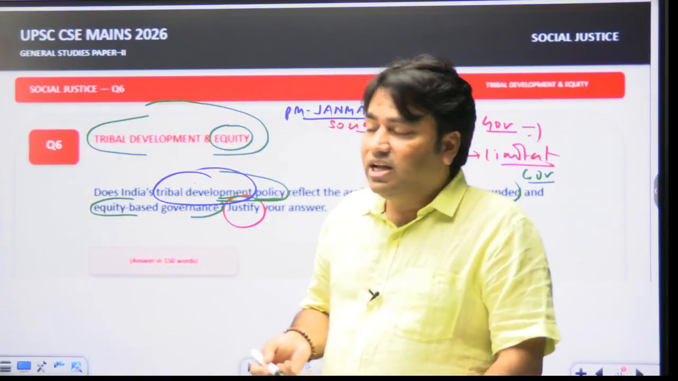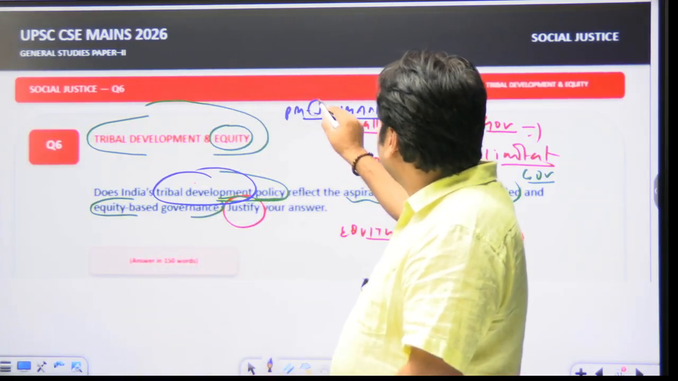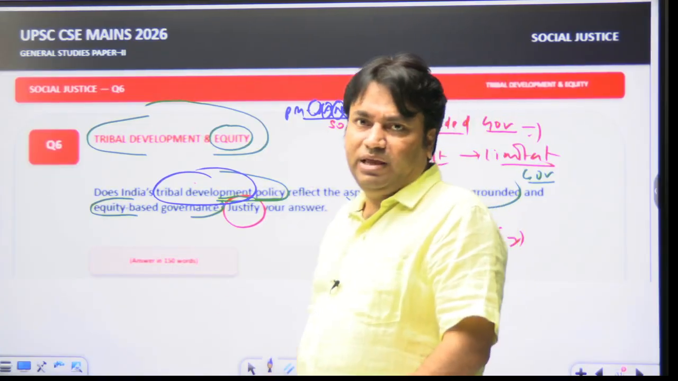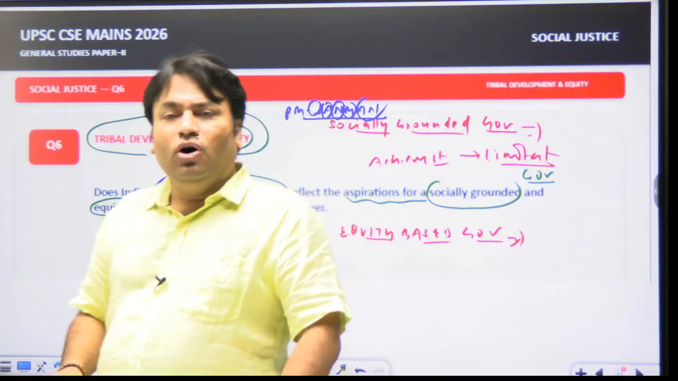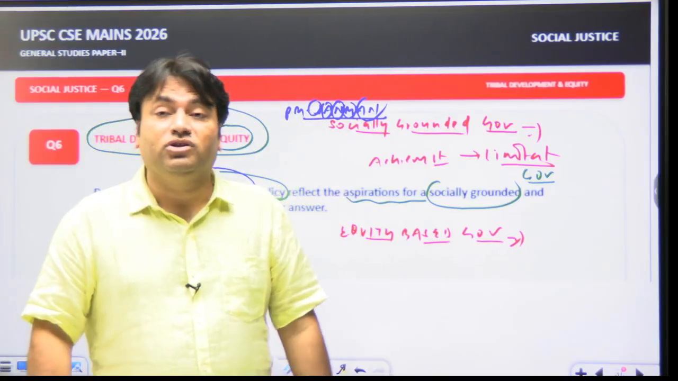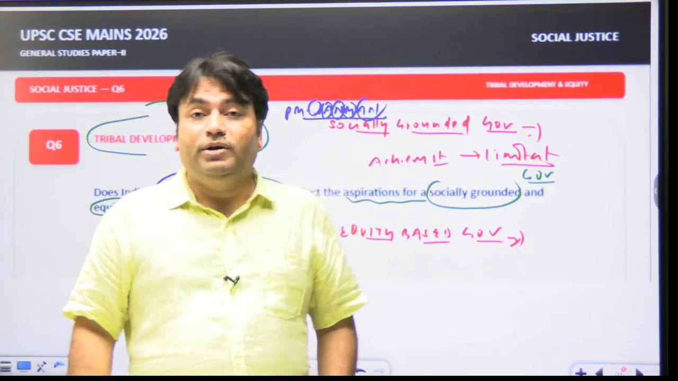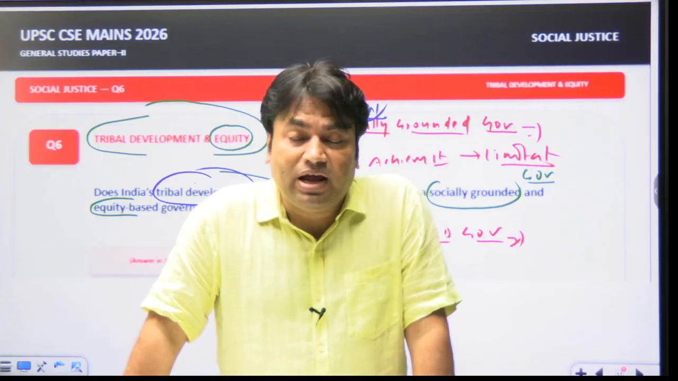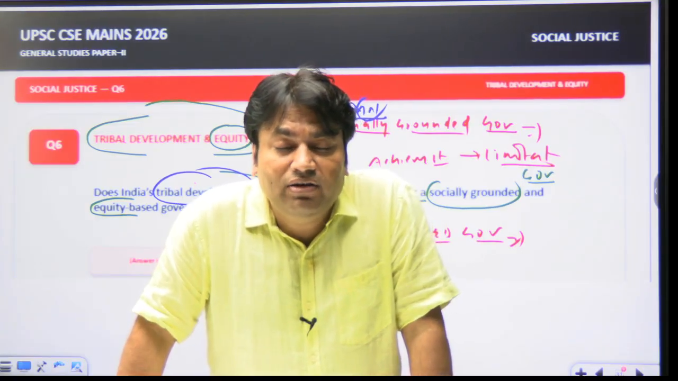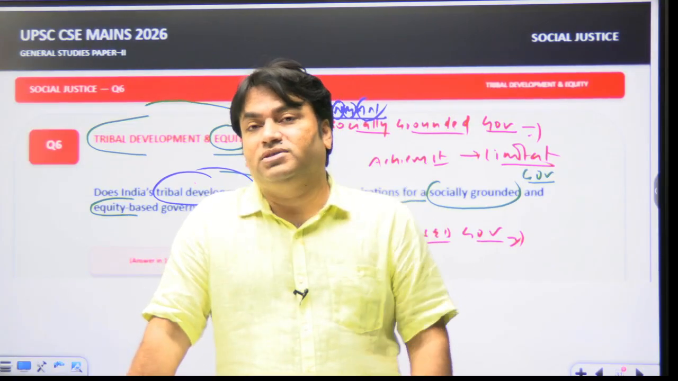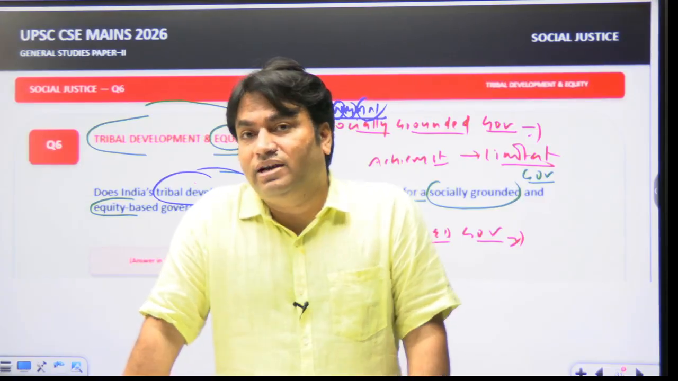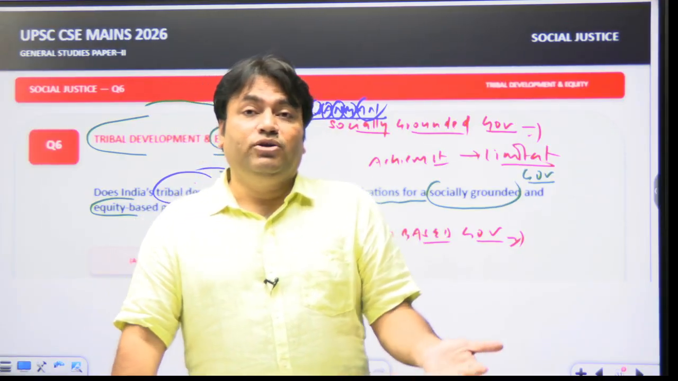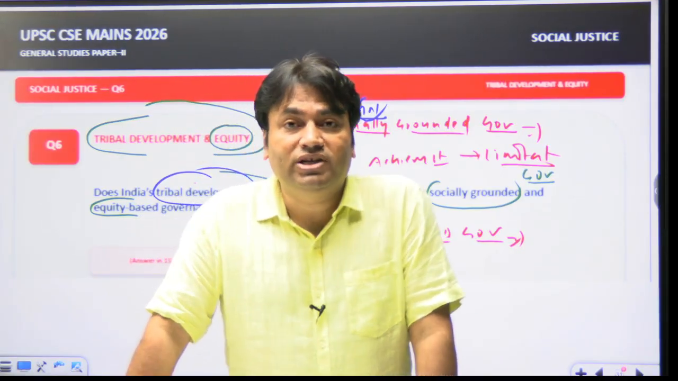Pradhan Mantri Janjati Adivasi Nyay Maha Abhiyan, that is Janman, PM Janman, right? This scheme was launched for the socio-economic development of 75 PVTGs, particularly vulnerable tribal groups, communities across 18 states and 1 union territory. Focus on housing, drinking water, education, health, nutrition, connectivity, and livelihood.